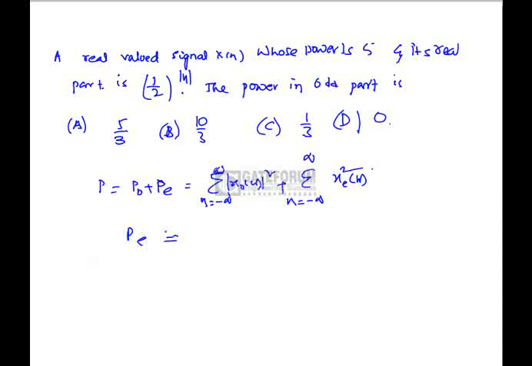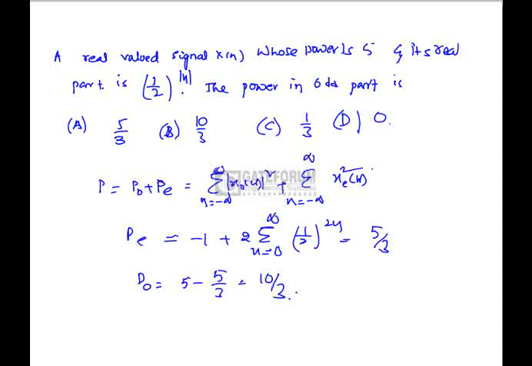So even power is nothing but the sum over n from minus infinity to minus 1 plus the sum over n equals 0 to infinity of (1/2) power n, which is 5 by 3. So P_o is nothing but 5 minus 5 by 3, which is 10 by 3. Hence option B is correct.